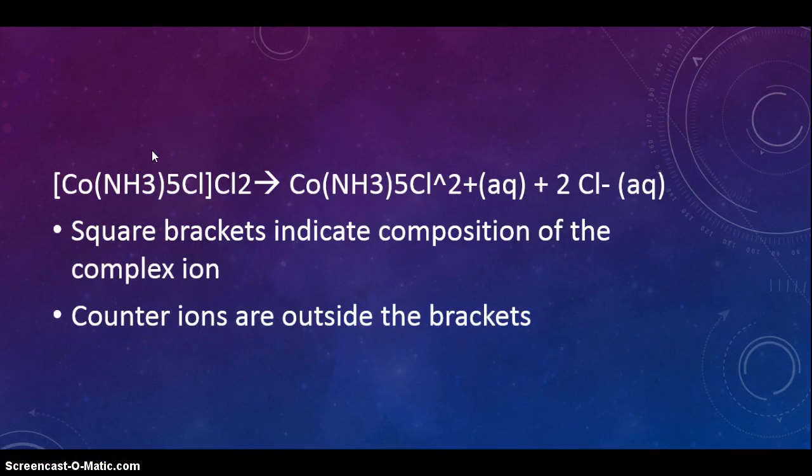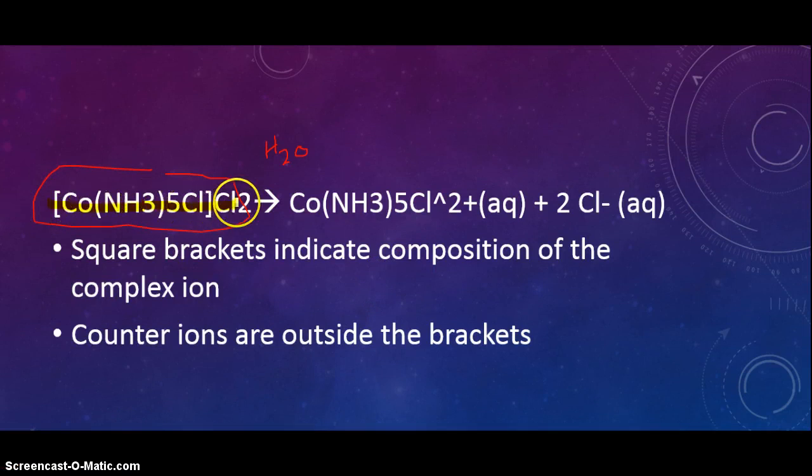Here is an example of a coordination compound. This one right here. So when this is dissolved in water, the solid behaves like any ionic solid, where the cations and the anions are assumed to separate and move about independently. This is a typical coordination complex, and in this you can see that there are square brackets here, and these square brackets indicate the composition of the complex ion. And outside, over here in this area, are the counter ions.